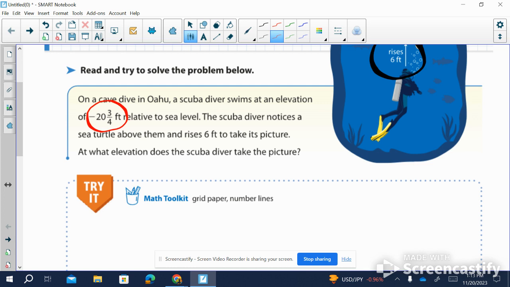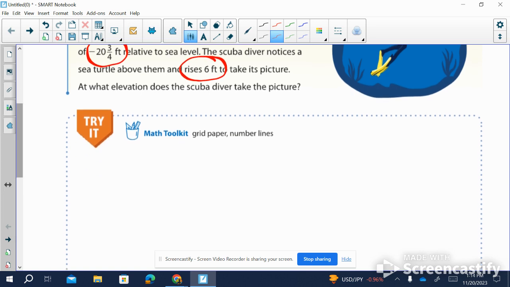Then we see that he rises 6 feet. So he's going to increase by 6. We can represent this situation by an addition expression. The addition expression that would represent this situation is -20 and 3/4 plus a +6. We have some integer rules and rational number rules that we can apply here. Really, it's the addition rules.